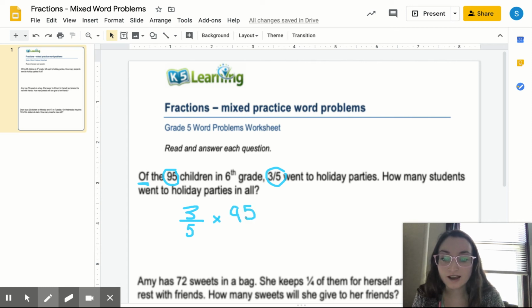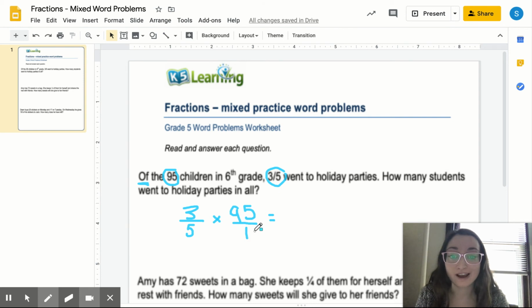Now, I have a fraction and a whole number. What can I do to this whole number so that it's easier for us to multiply with this fraction? Yeah, we can make it into a fraction by putting it over 1. 95 over 1, 95 divided by 1, is just the same thing as 95, right? So we can turn that into a fraction to make it easier to work with. So we have 3/5 times 95 over 1.